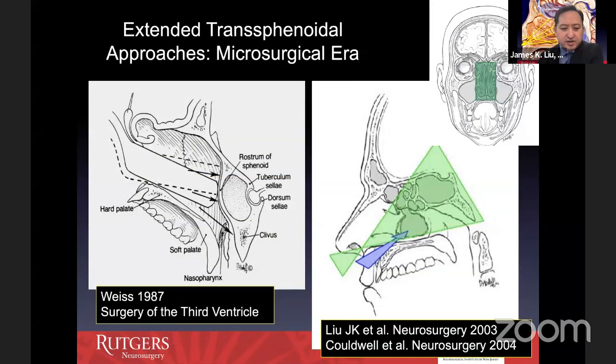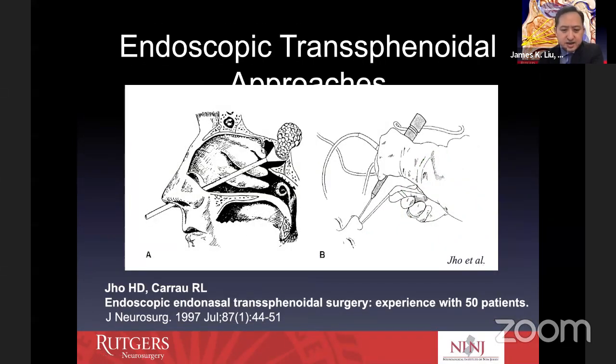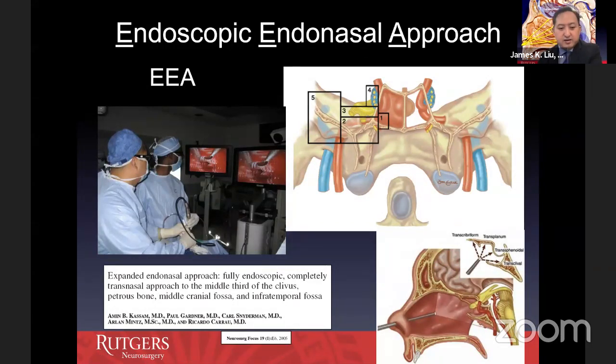In the late 80s, Dr. Weiss from USC popularized the extended transsphenoidal approach by simply mobilizing the nasal speculum superiorly to get to the planum or inferiorly towards the clival region. We called that the extended transsphenoidal approaches. Then in the late 90s, Professor Jho at Pittsburgh was one of the earliest pioneers of endoscopic pituitary surgery. The work by Kassam, Gardner, Snyderman, and others popularized the extended approaches, where we get through the sagittal plane from the frontal sinus down to the craniocervical junction, as well as laterally into the corridors of the cavernous sinus, middle fossa, and infratemporal fossa.